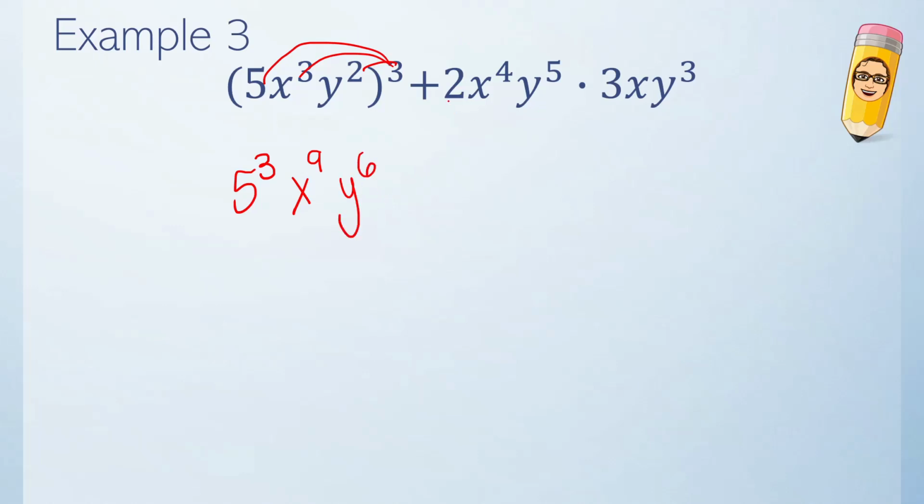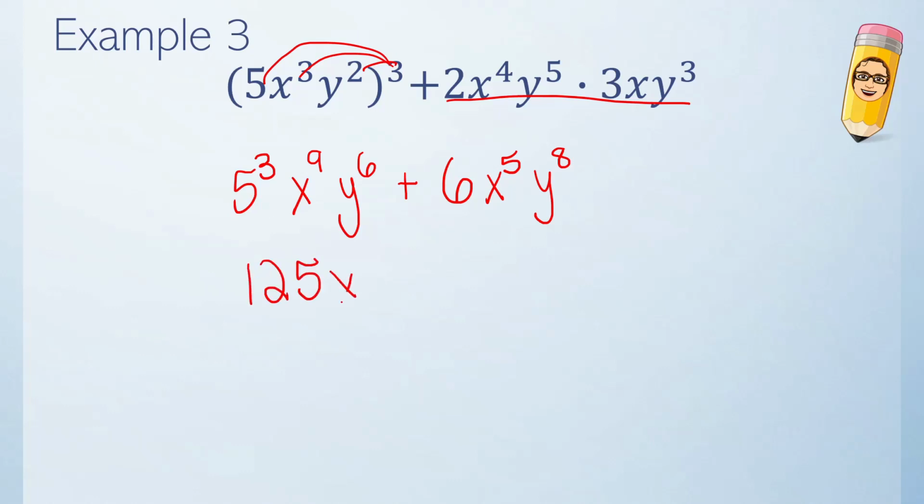Now, let's combine over here. We do have multiplication, so that means I need to multiply. So we're going to multiply the 2 and the 3. That's going to give us a 6. And then an x to the 4th times an x. We're going to add those exponents. That's going to be x to the 5th. And then a y to the 5th times a y cubed. That's going to be a y to the 8th. 5 cubed is 125.